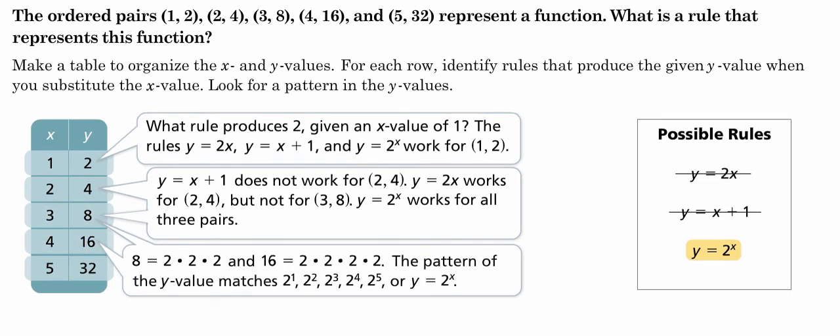The pattern of the y values matches the pattern 2 to the first power, 2 to the second power, 2 to the third power, 2 to the fourth power, and 2 to the fifth power. So y is always 2 to the x power. So this function can be represented by the rule y equals 2 to the x power.